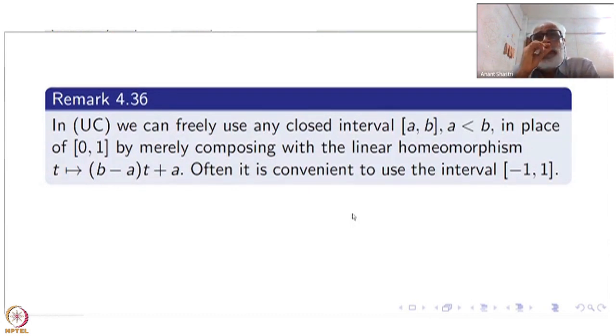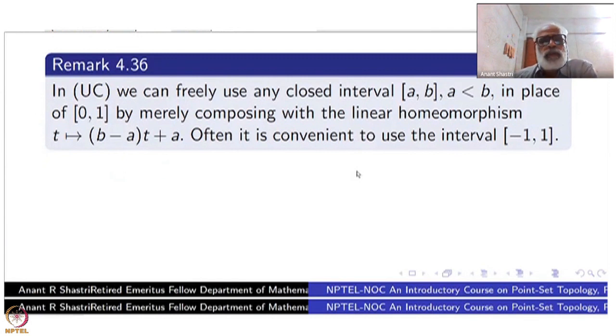Like the metric that we considered, D of XA minus D of XB divided by D of XA plus D of XB, it was between minus 1 and plus 1. So that is what we are going to do next time. But sometimes you may have to choose some other numbers also. So any closed interval you can take, no problem. Okay, that is the comment here.